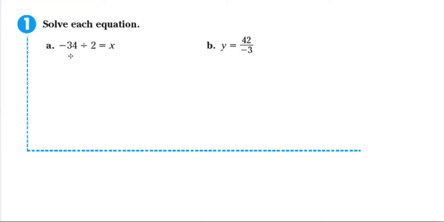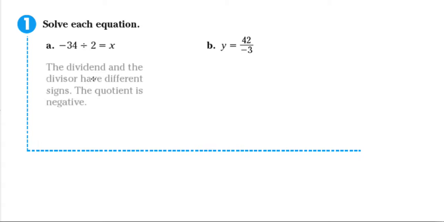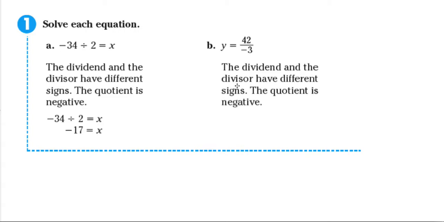Let's take a look at example number 1. Solve each equation. Negative 34 divided by 2. You have a negative divided by a positive. Just like in multiplication of integers, when the dividend and the divisor have different signs, the quotient will certainly be negative. So the answer would be negative 17. In the same manner, remember that the fraction bar indicates division. The dividend will be the numerator, the divisor will be the denominator. The divisor is negative, so the dividend and the divisor still have different signs, the quotient will still be negative, so y equals negative 14.